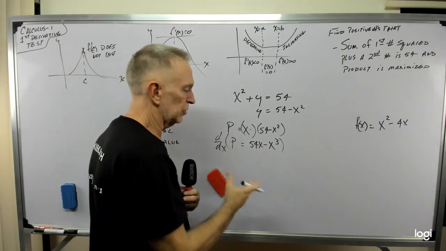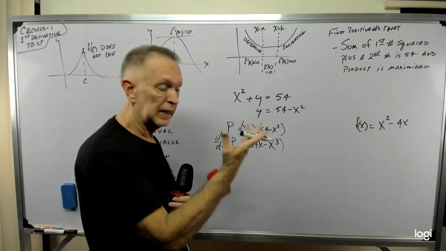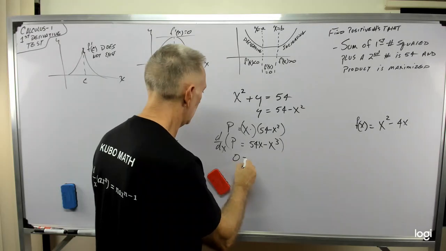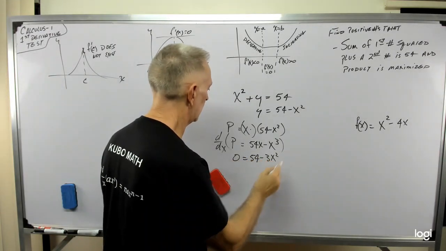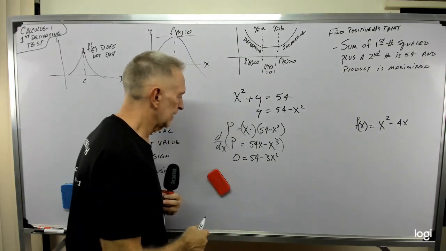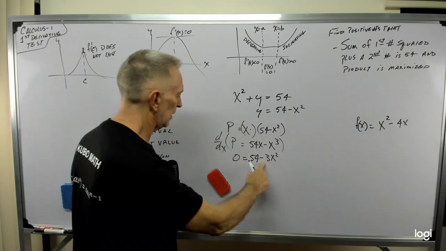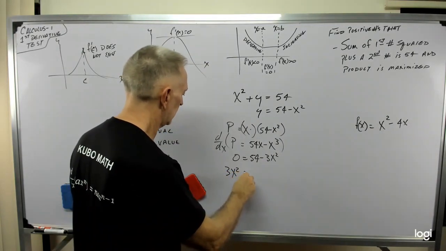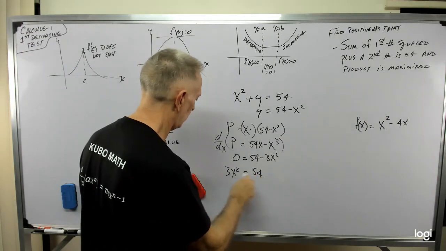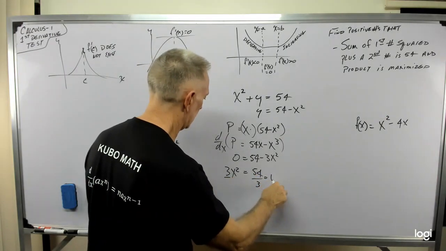Now I want to take the derivative of that with respect to x. So p is just the product of two numbers. It's a constant, so the derivative of p is 0. And that equals 54 minus 3x squared. Okay? So set it equal to 0. Let me add 3x squared to both sides. 3x squared equals 54, divide by 3, and that equals 18.